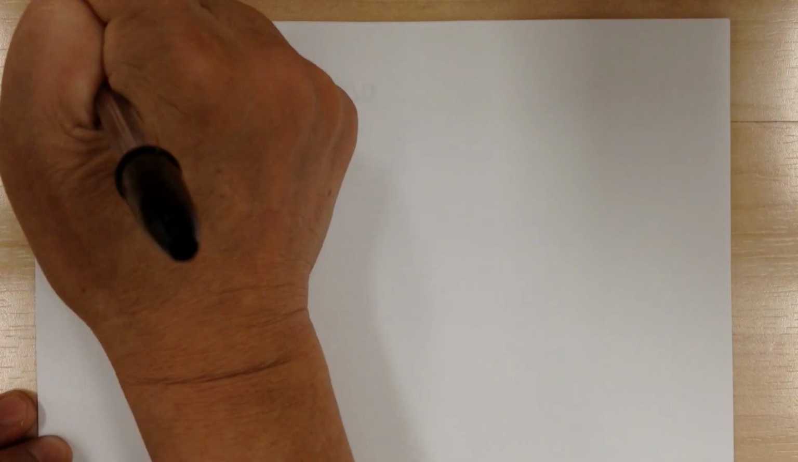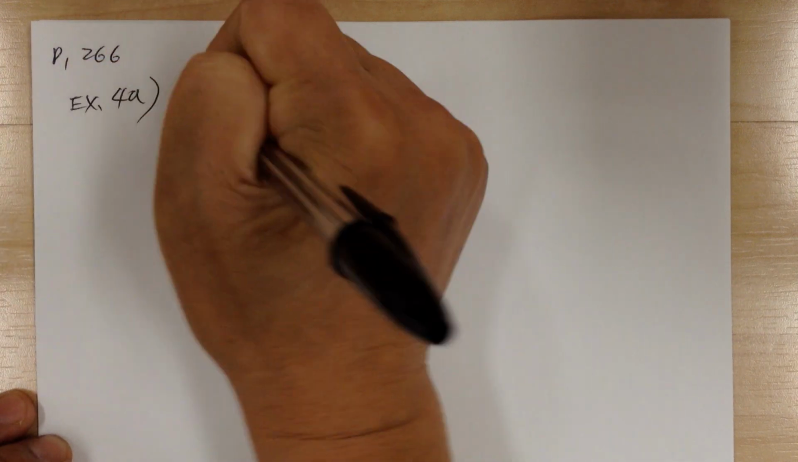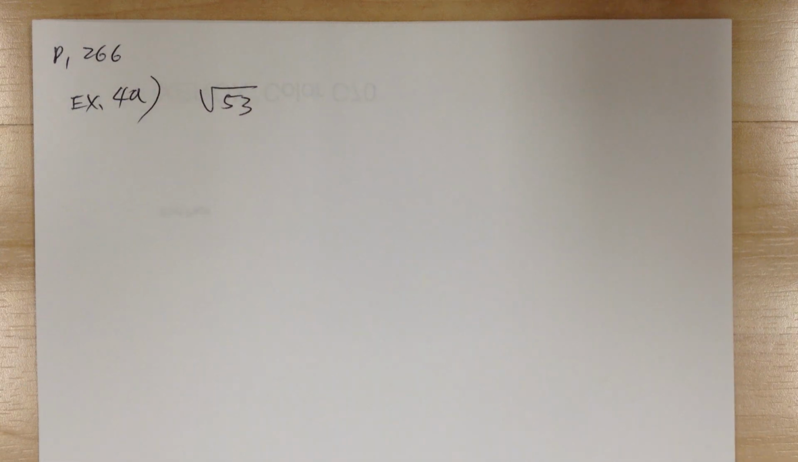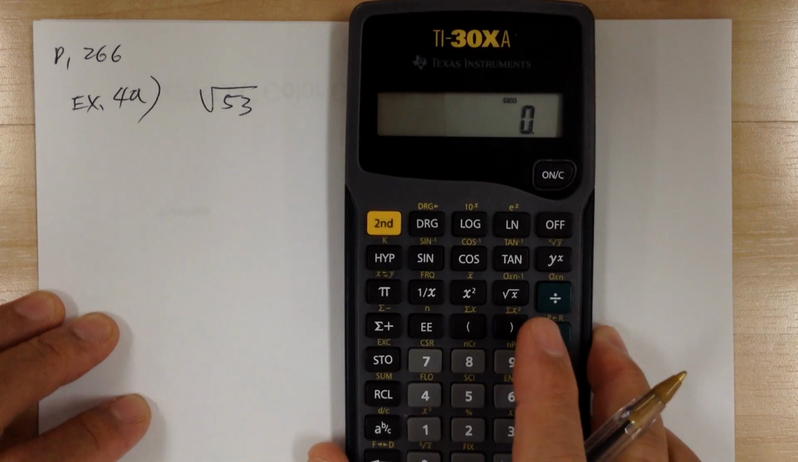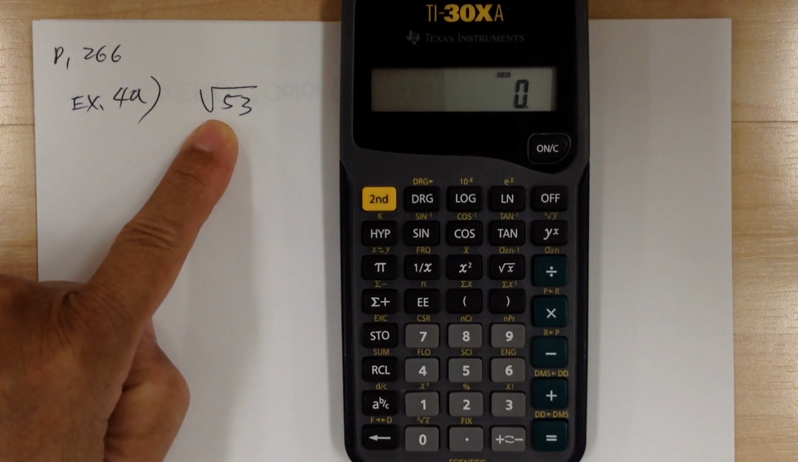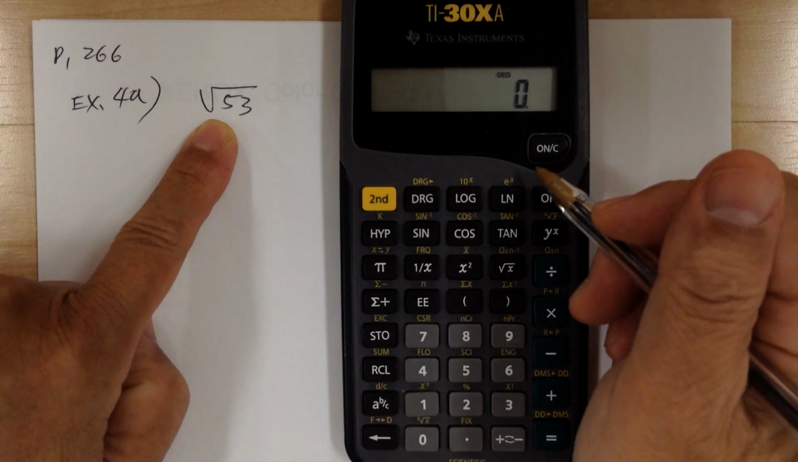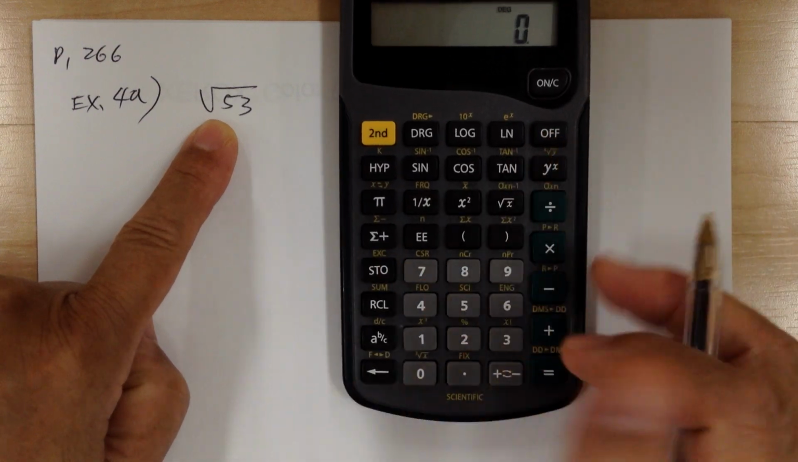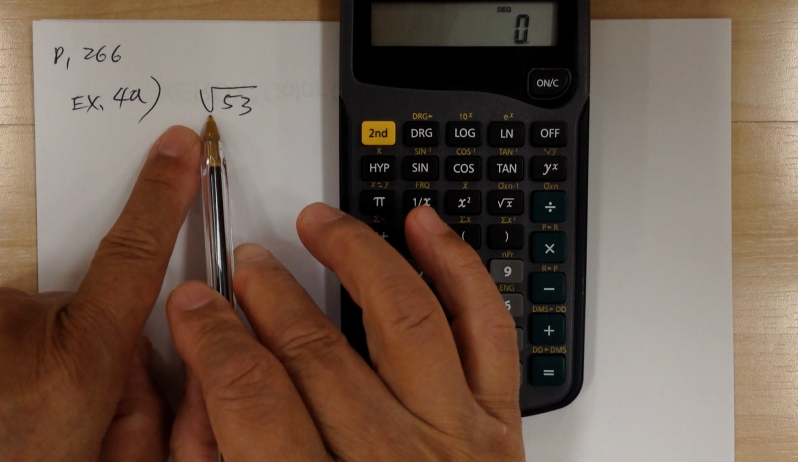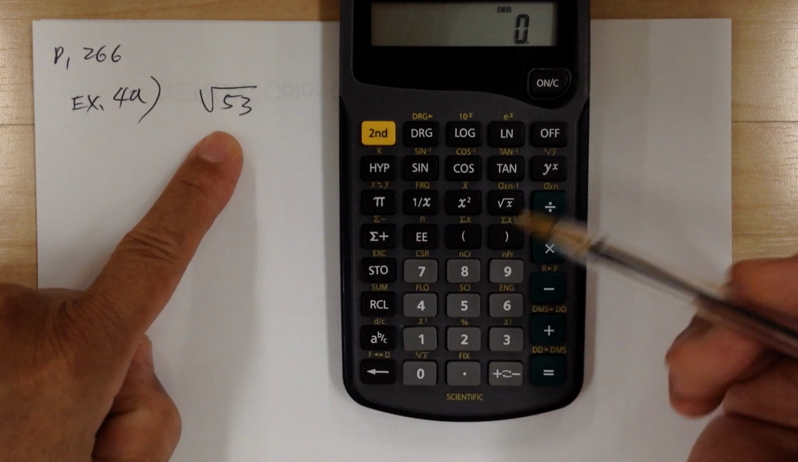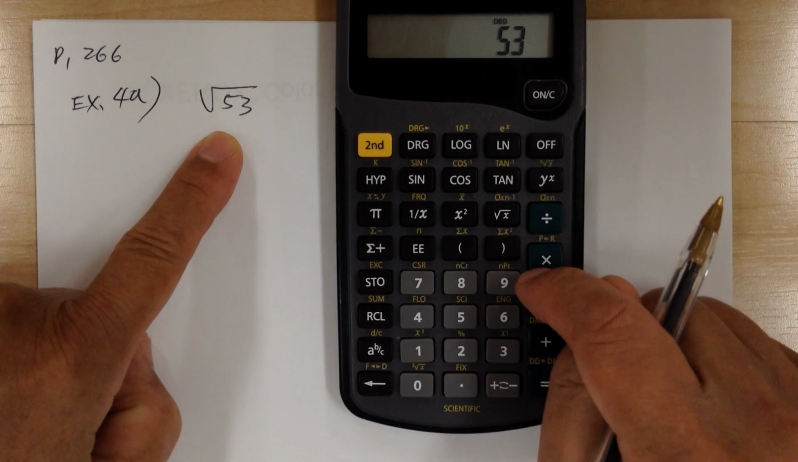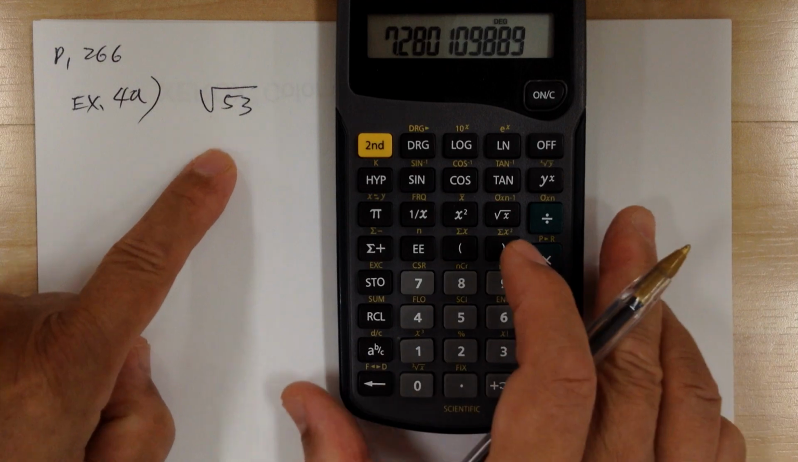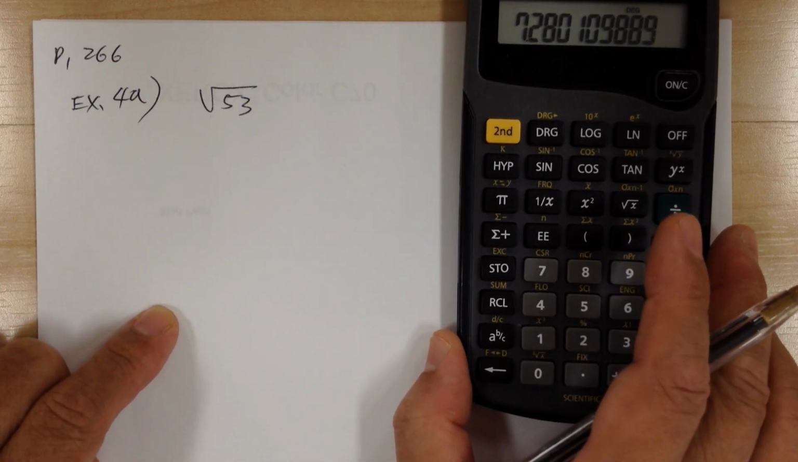On page 266, example 4a, you have square root of 53. The book talks about tables, but now you're allowed to use a calculator, which is a lot easier. So you need to know how to use your calculator. Different calculators have different key sequences. Some calculators you enter the radical sign first, then the number. For mine, I enter the number first and then push the square root symbol.